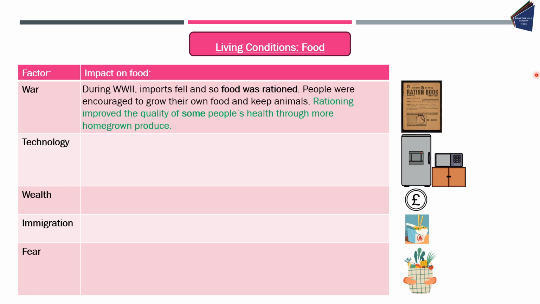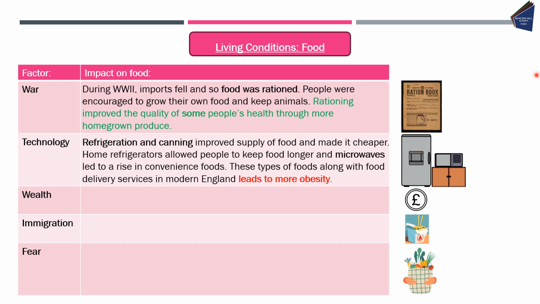Unsurprisingly, in the modern period, we're going to speak about technology a lot, and the technology that really impacts the food that we eat is refrigeration and canning in particular. This improved the supply of food and made it cheaper, and home refrigerators allowed people to keep food for longer. Alongside this, in the 1970s in particular, there was a rise in microwaves being available in the home, which led to a rise in convenience foods.